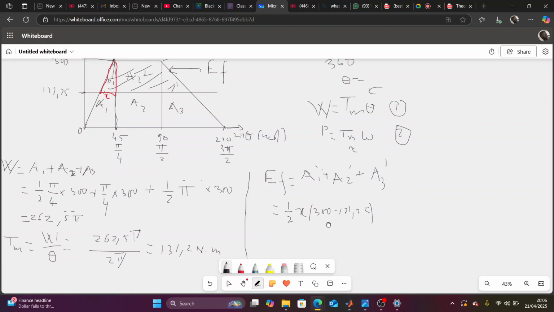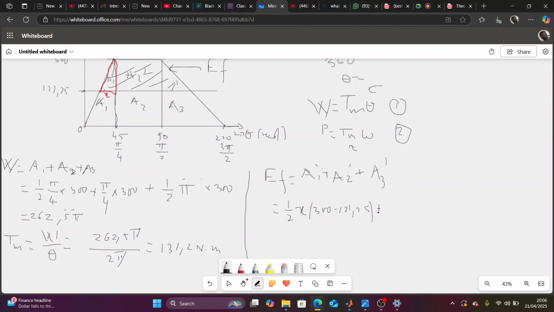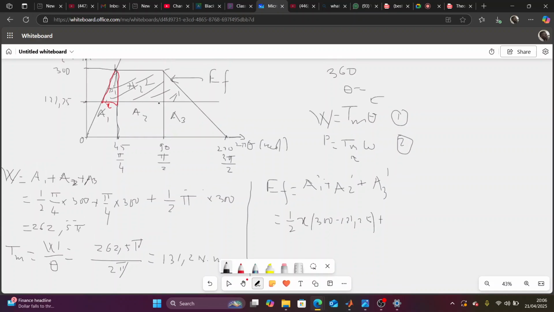Can we move to the second one, Angela, to a2 prime? What is a2 prime? It is rectangular. This one is not changing. This base is the same. Do you see it? The base down here is the same as this one. It's not being affected. Are you with me, Angela, on this one? Yeah. So we're going to have pi over 4. What is the height? Only the height is changing, which is 300 minus 131.25. Okay, we close. Plus, what is a3?